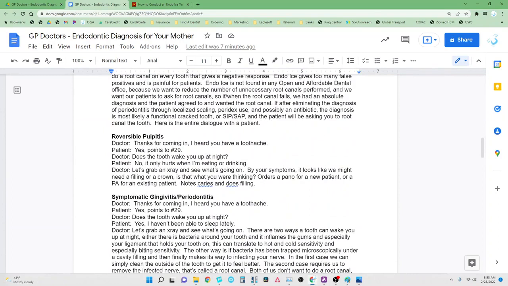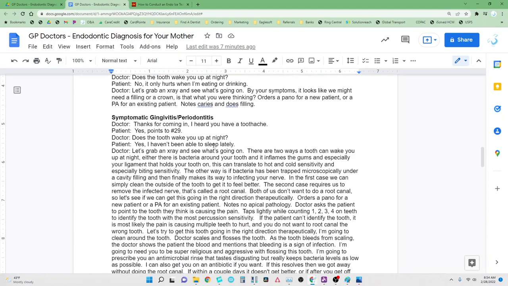So what are we going to do? We're going to grab an x-ray, okay? Because we want to see if it is caries. So what we'll put here is, by your symptoms, it looks like we might need a filling or a crown. Is that what you were thinking? AKA, we want to come up with our game plan with the patient, okay? So we order a pano for a new patient or a periapical for an existing patient. If we see that there's caries, we do the filling, okay?